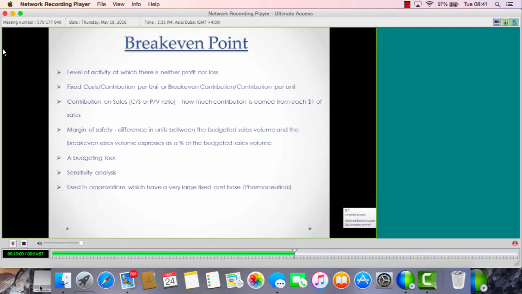So you can use this for material, labor, any kind of increases, or maybe even for demand. Say your demand is going to decrease by 10%. So for that decrease, how many units should I sell to cover my fixed cost? Okay? Right? So that is what is called sensitivity analysis. So you can adjust it the way you want.